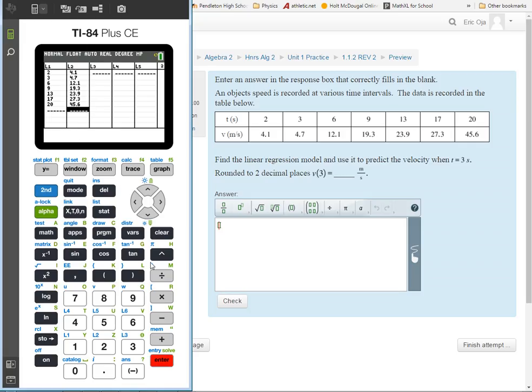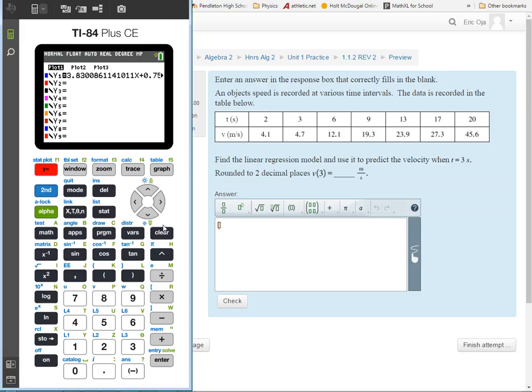Okay, so once the data is in there, now this time we want to use the model to predict the value of v. So we're going to have to generate the linear regression model. First of all, I'm going to go to my y equals, and I want to just clear everything out that's in there. I'm going to leave the plot on though, and there's a reason for that, which I'll talk about. So I've got my data. I'm going to go Stat Calc 4 again to get to the linear regression wizard.